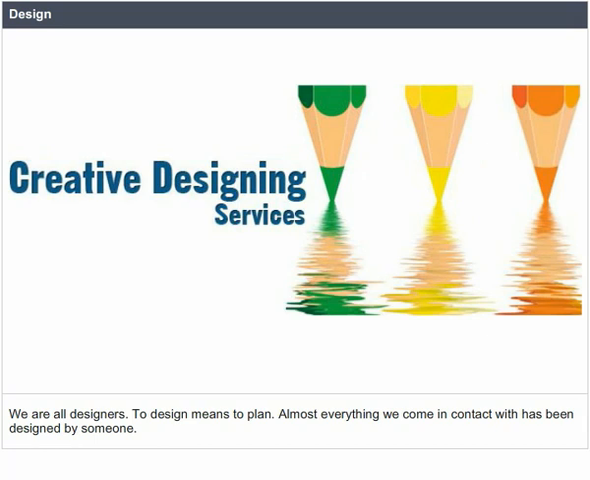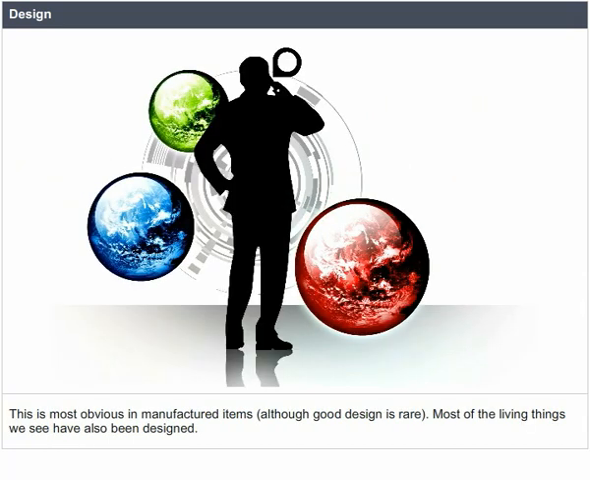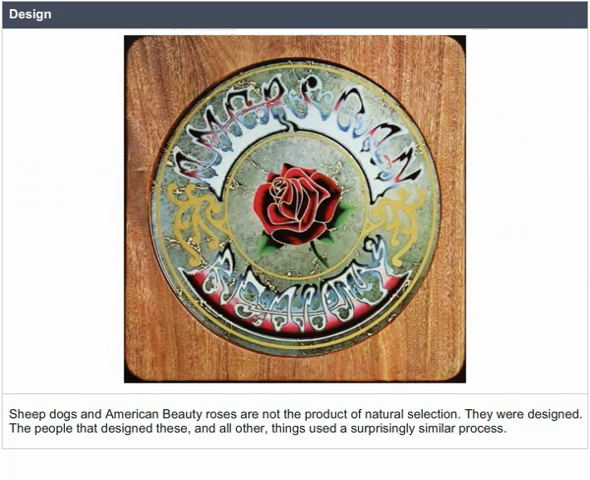Design. We are all designers. To design means to plan. Almost everything we come in contact with has been designed by someone. This is most obvious in manufactured items, although good design is rare. Most of the living things we see have also been designed. Sheepdogs and American Beauty roses are not the product of natural selection. They were designed. The people that designed these and all other things used a surprisingly similar process.